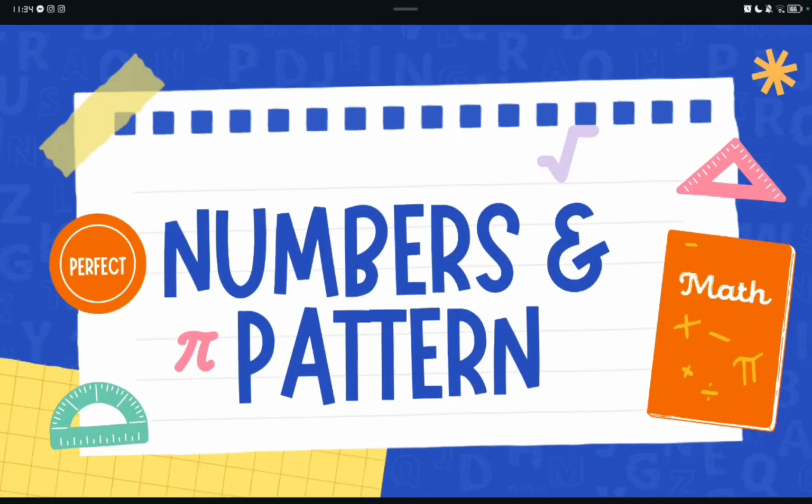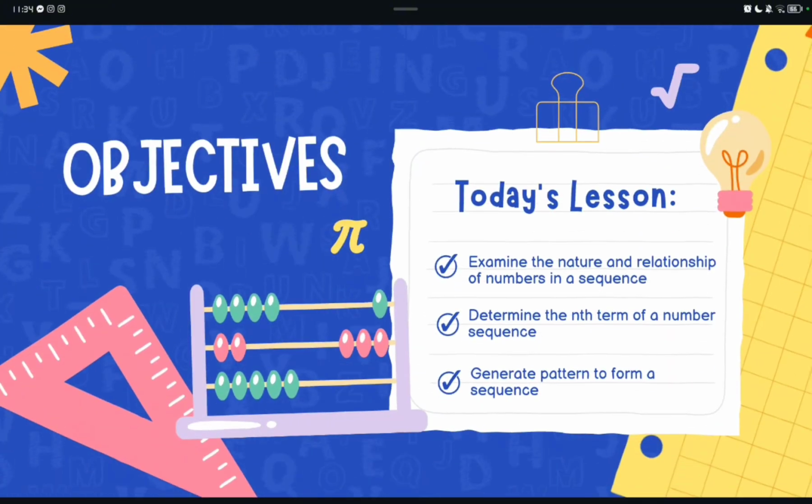Good day, people. Now we will discuss numbers and patterns. For this lesson, our objective is to examine the nature and relationship of numbers in a sequence, determine the end term of a number sequence, and lastly, to generate a pattern to form a sequence.